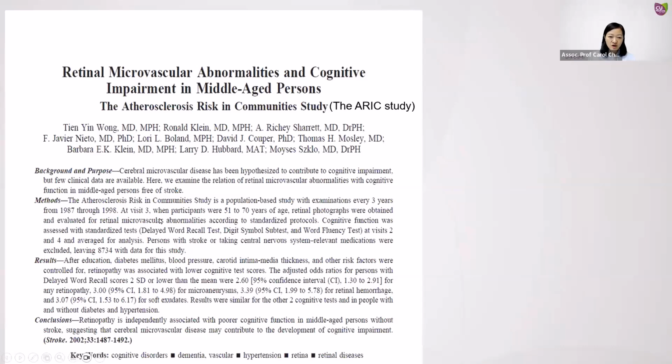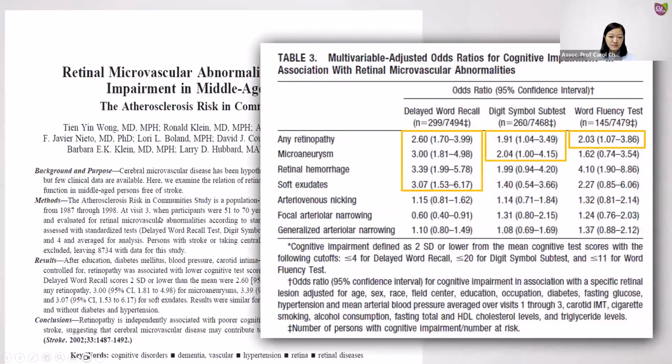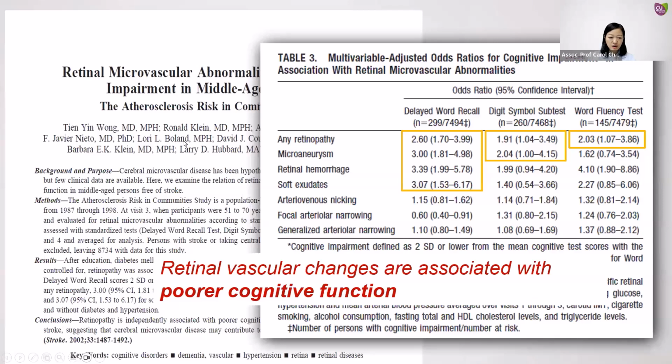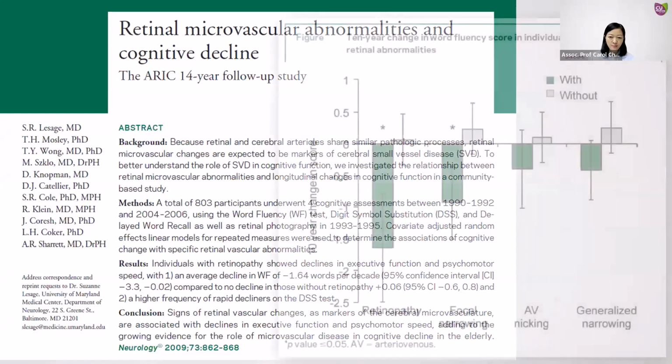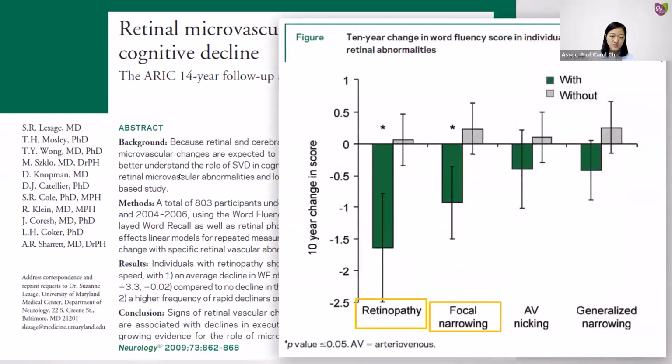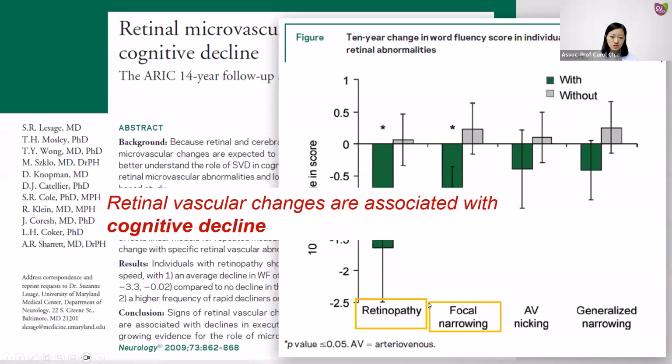For example, in the ARIC study, the group has examined the relations of retinal vascular changes with cognitive function in middle-aged persons free of stroke in the US. Persons with vascular changes, including microaneurysm, retinal hemorrhage, and soft exudates, are more likely to have poorer cognitive function. In the same ARIC study over 20 years of follow-up, the group further found that persons with retinopathy and focal artery narrowing have a significant decline in cognitive function score, demonstrating that retinal vasculature changes contribute to impaired cognitive performance.